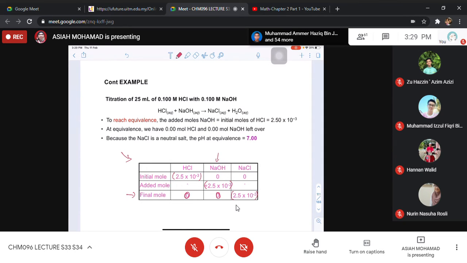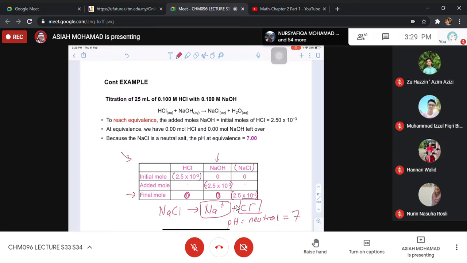Sodium hydroxide will be 0 as well because it completely reacts with HCl. But the same amount as how much acid and base reacted, that amount of salt will be produced. So during equivalent point, the only species left in the flask is NaCl. NaCl dissociation will produce Na plus and Cl minus. None of these two ions will further hydrolyze in water. So the pH is neutral, which equals 7, because none of these ions will further hydrolyze in water. Do you still remember that?